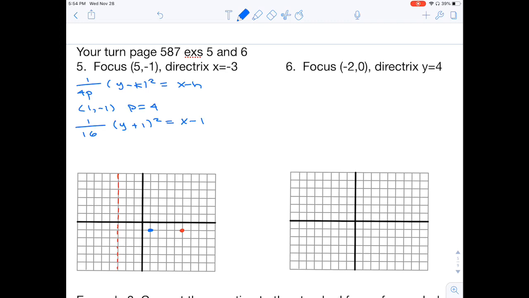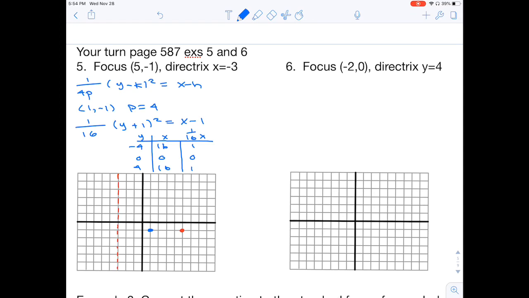Making my table. Where am I going to do this? I think I have room right there. So it's horizontal, so it's going to be y, x, and 1/16 x. Choosing my normal numbers, negative 4, 0, 4. I get 16, 0, 16, which gives me 1, 0, 1.